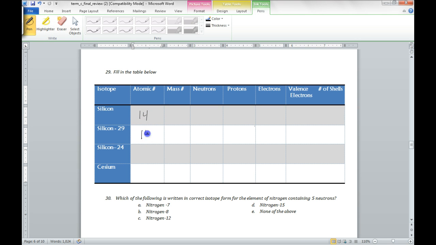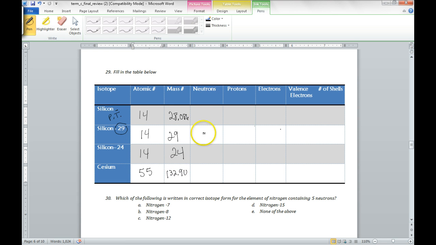So its atomic number is 14 here, and then we have cesium, which is Cs, and its atomic number is 55. So how do we get the mass number? The mass number, if it does not have a dash behind it and a number, then you have to look at the periodic table. For silicon, it's going to be 28.086. This one's going to be 29. The mass number is whatever's behind it. This one's 24. And then cesium is 132.90.